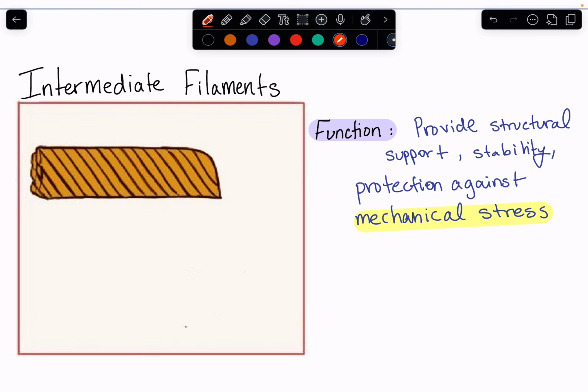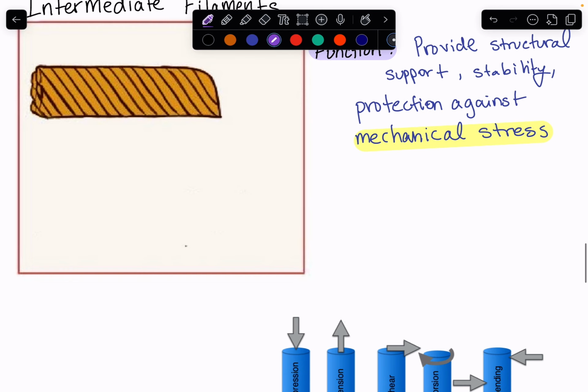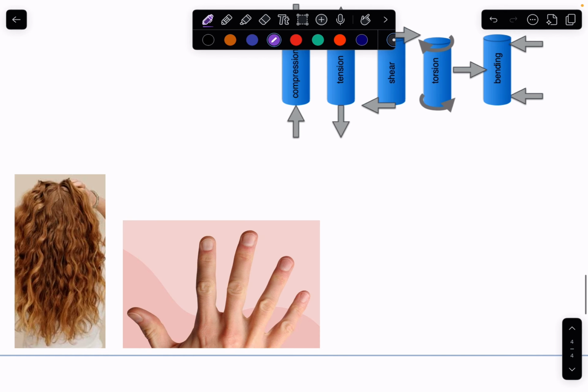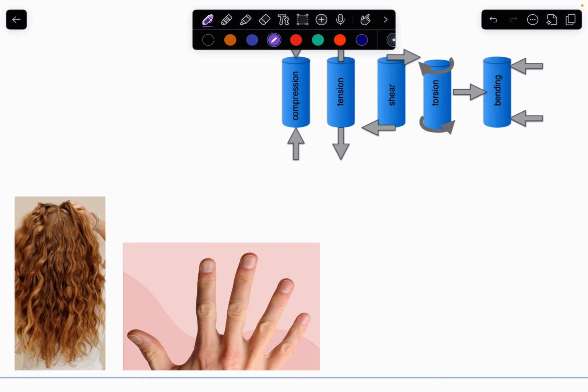Now, a little fun fact, something else that we can also put on the side, is keratin, so we'll put it right here. Keratin is a component that actually makes up hair and your finger and toenails, right? And these are an example of these intermediate filaments. As you can see, it can withstand a lot of mechanical stress. So we have a picture of hair and nails as the example for that.